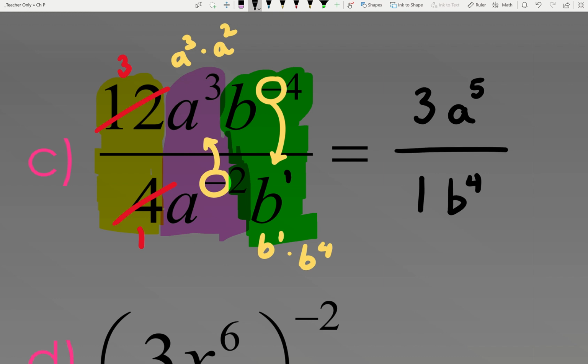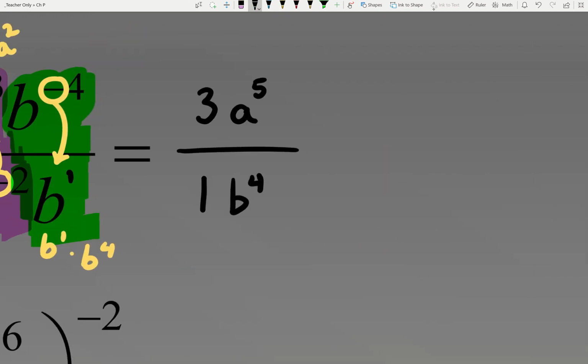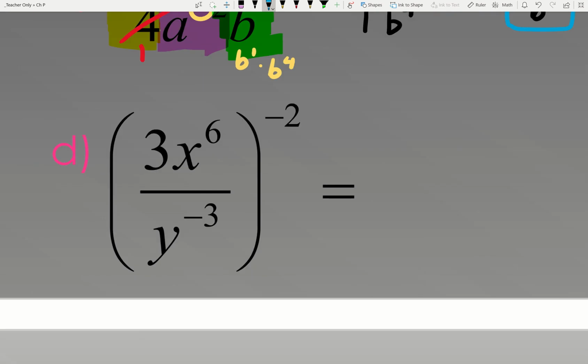Okay, so on top, I ended up with 3a to the 5th. On the bottom, I ended up with 1b to the 4th, or in other words, just simply b to the 4th by itself. So we'll write our final result as 3a to the 5th over b to the 4th and box that as our final answer. Next one down, right?